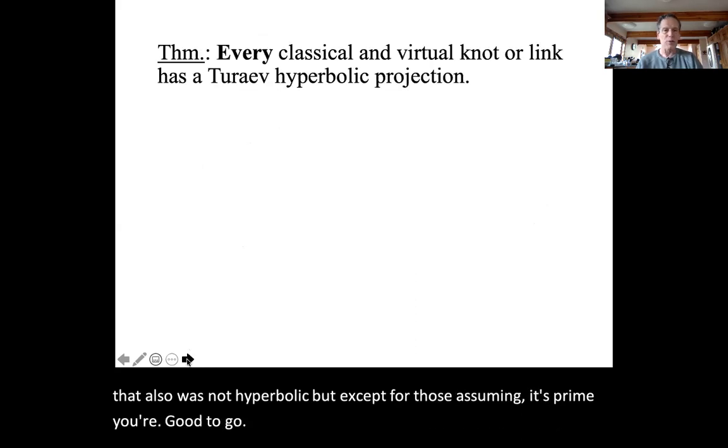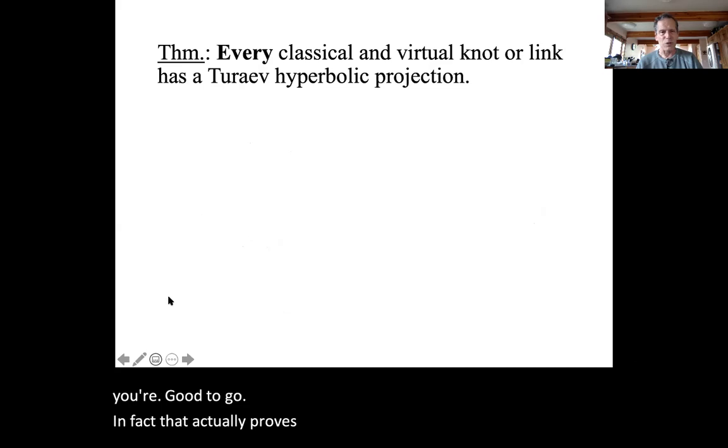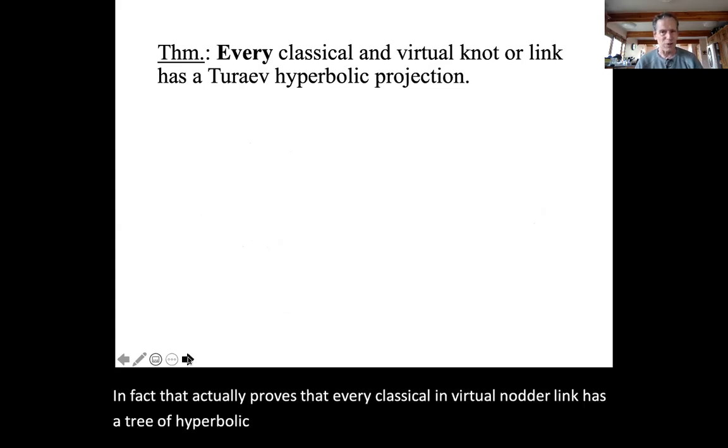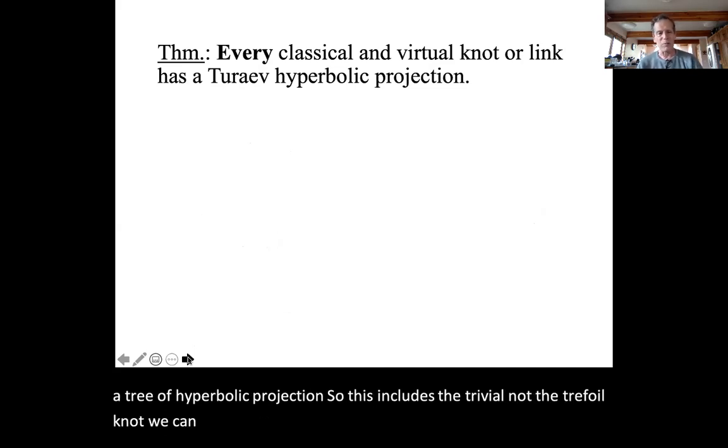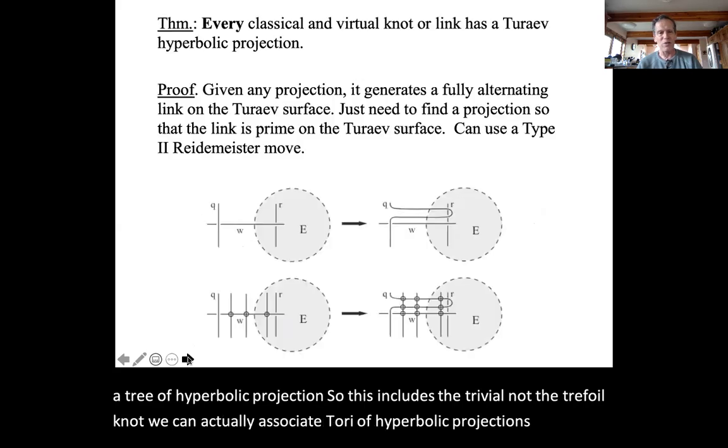In fact, that actually proves that every classical and virtual knot or link has a Turaev hyperbolic projection. So this includes the trivial knot, the trefoil knot. We can actually associate Turaev hyperbolic projections to everyone. How do I do that?